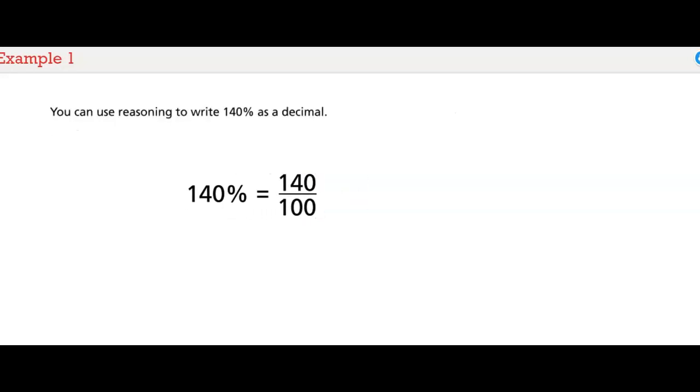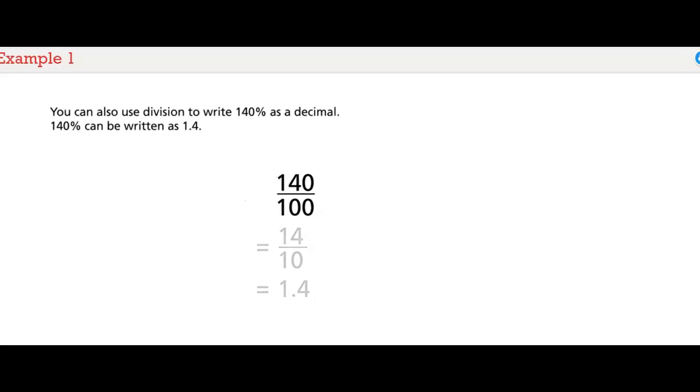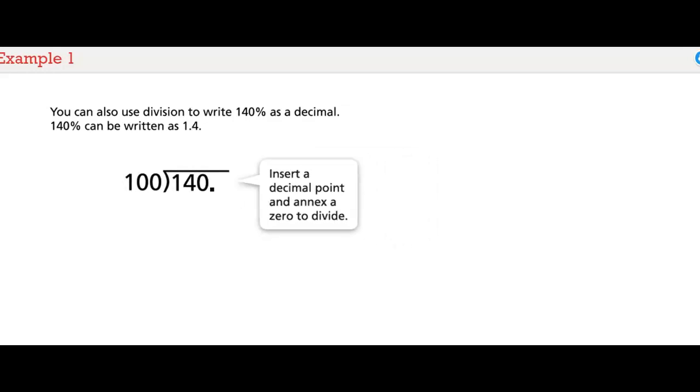You can use reasoning to write 140% as a decimal. You can also use division to write 140% as a decimal. Insert a decimal point and annex a 0 to divide. 140% can be written as 1 4/10.